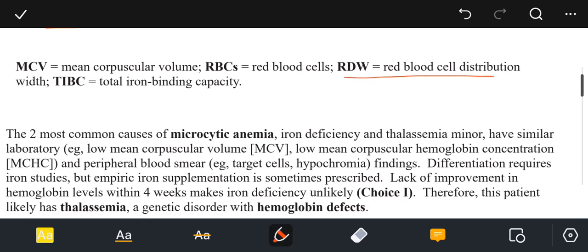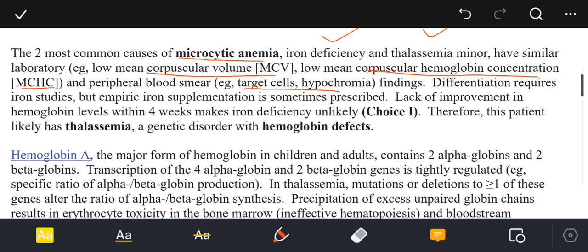Yes, it is red cell distribution width. So they are saying that the two most common causes of microcytic anemia, iron deficiency anemia and thalassemia minor, have similar laboratory findings, for example, low mean corpuscular volume, low mean corpuscular hemoglobin concentration, and peripheral blood smear findings, for example, target cells and hypochromia. Differentiation requires iron studies, but empiric iron supplementation is sometimes prescribed. Lack of improvement in the hemoglobin level within 4 weeks makes iron deficiency unlikely. Therefore, this patient likely has thalassemia, a genetic disorder with a hemoglobin defect.